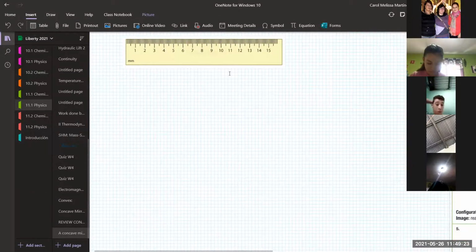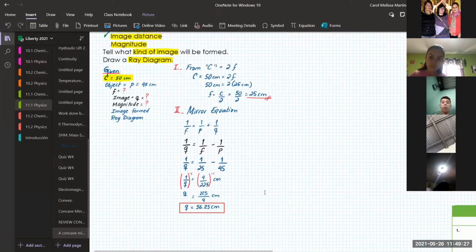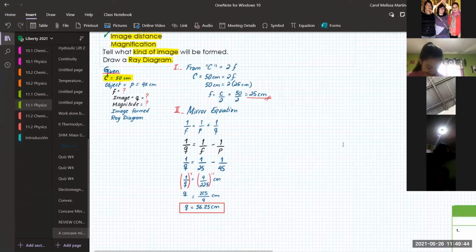So I'm going to move this away. I need more space. It says the magnitude, but here it is magnification. I'm so dumb. Sorry, guys. I didn't expect to be this dumb. Anyway, I continue. Find the magnification.